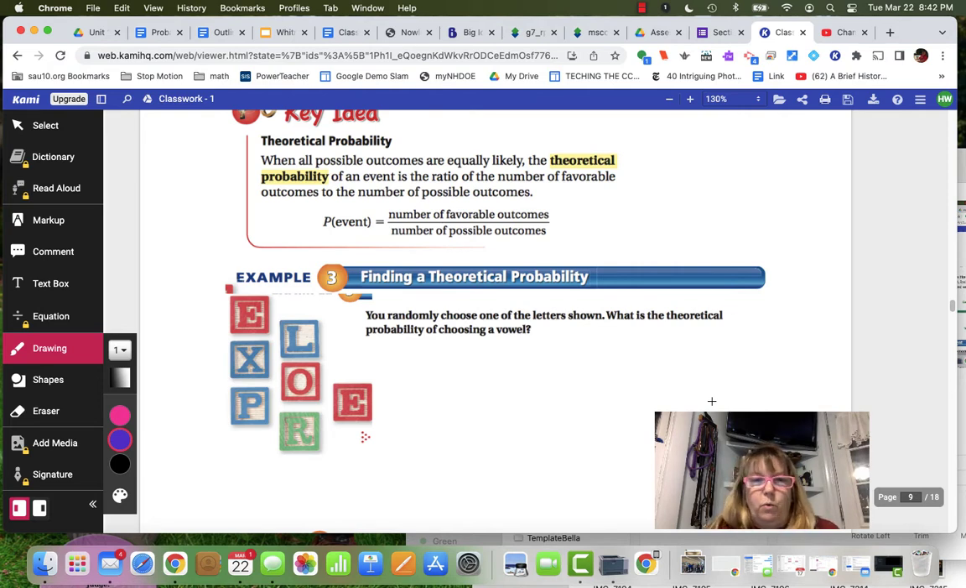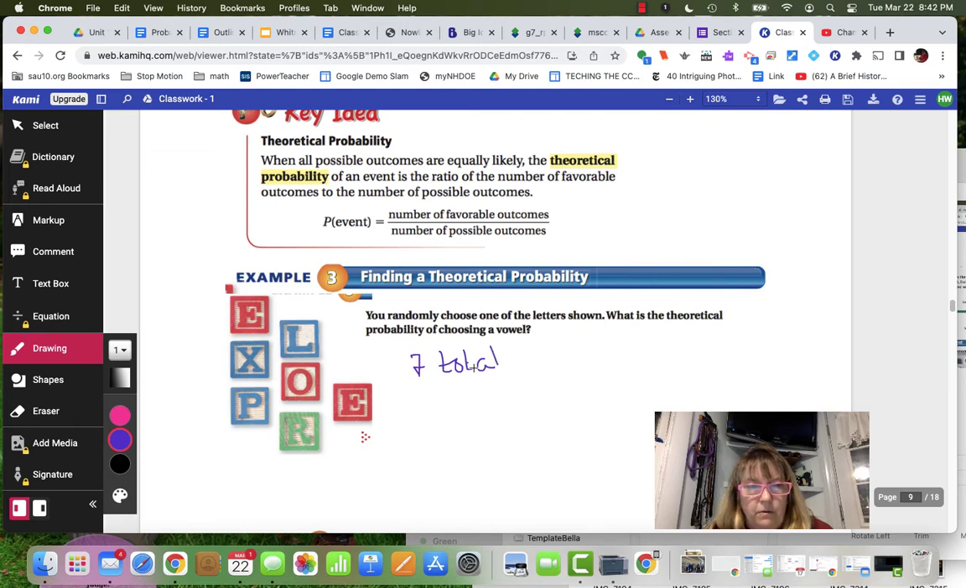So you are going to randomly choose one of the letters shown in these little blocks right here. What is the theoretical probability of choosing a vowel? Well, how many total blocks do I have? I have 1, 2, 3, 4, 5, 6, 7. I have 7 total blocks.